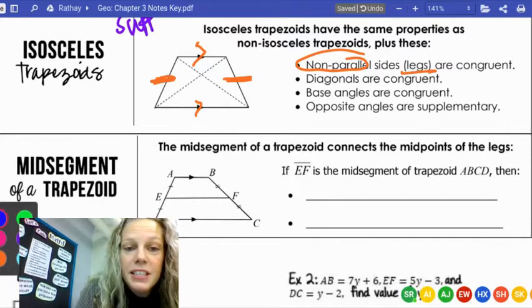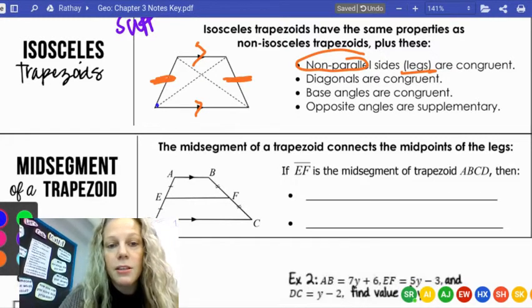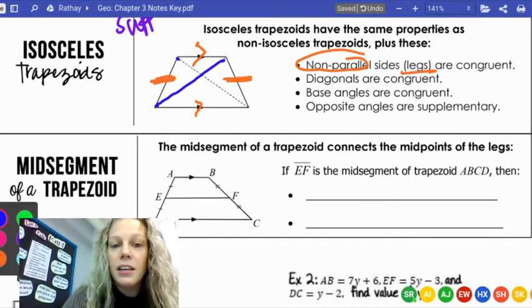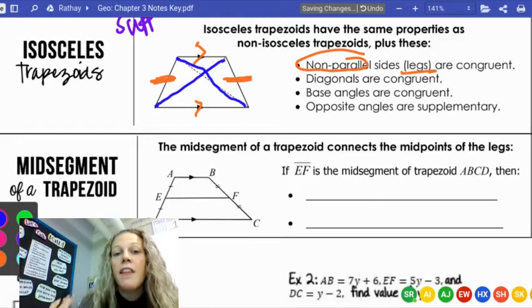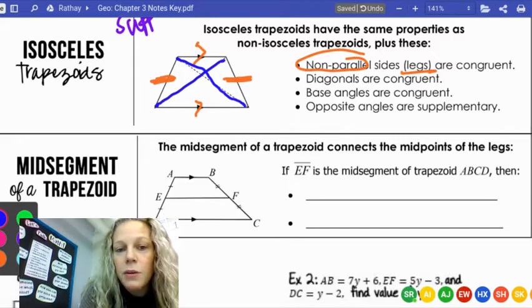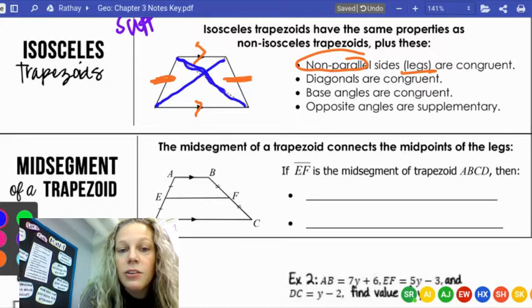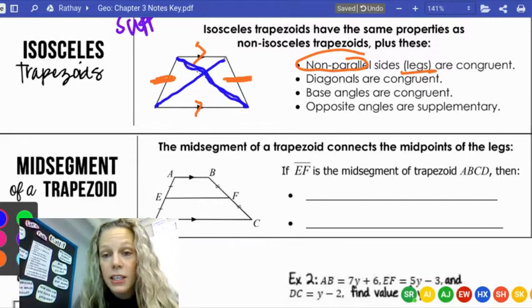First property is that the diagonals are congruent. So this guy here and this guy here have the same length. That's also a property of a rectangle. And that's why congruent diagonals alone isn't enough to prove something is a rectangle, because this guy has congruent diagonals and is obviously not a rectangle.